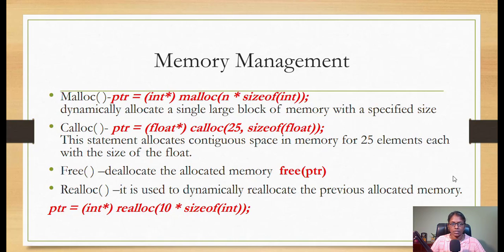Memory management. Memory management can be done in C using the functions malloc, calloc, free and realloc. There are so many things, but we just have to remember these four, which are enough to allocate and deallocate memory. So what is malloc? Malloc dynamically allocates a single large block of memory with a specified size.